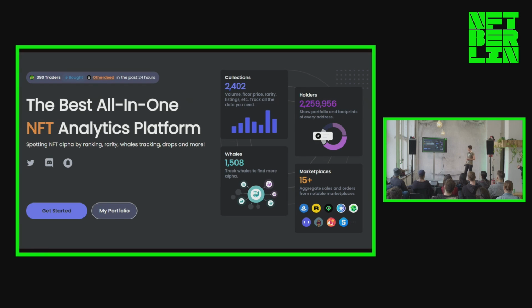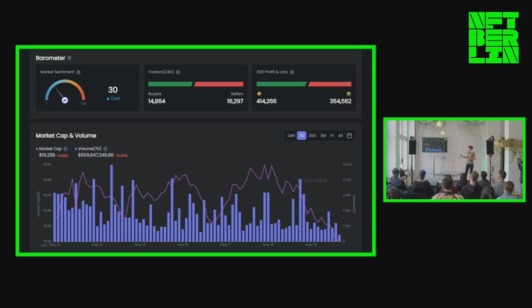So first of all, when you enter our homepage, what you're going to see is how many holders are there out there, how many whales we are tracking, how many marketplaces we have integrated so far, and how many collections are listed on our site. Other than that, you can see what has been bought. You can check out your own portfolio, just get started with the market overview.